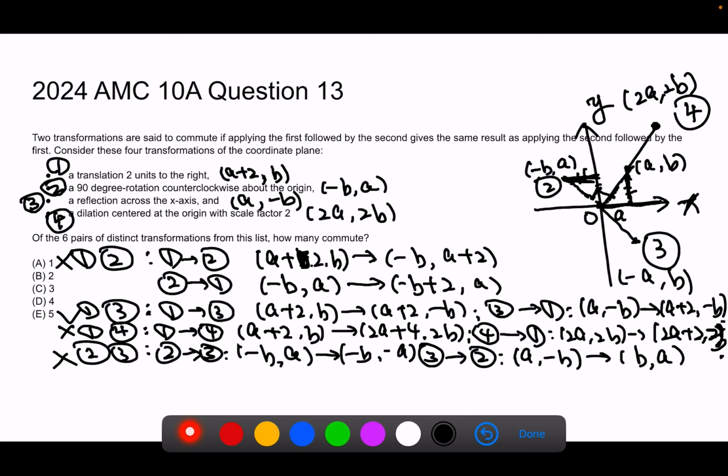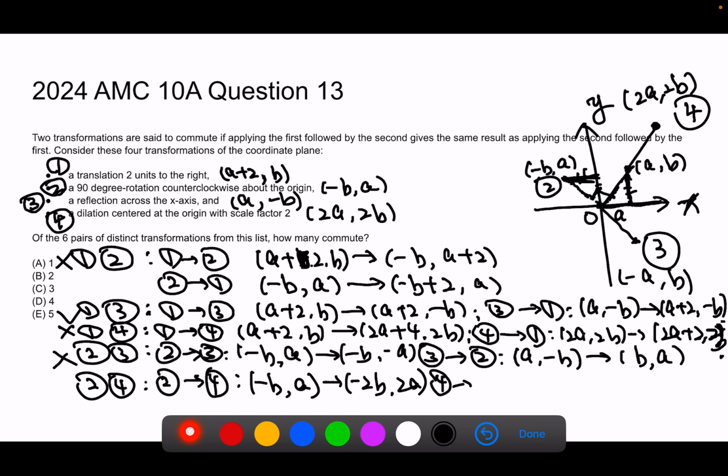Then 2, 4. You'll get minus B, A first, then you do 4, you times everything by 2, minus 2B, 2A. And then vice versa, 4, 2, you'll multiply everything by 2 first, so 2A, 2B first. And then you do the rotation, you're going to get minus 2B, 2A. So this one also works.